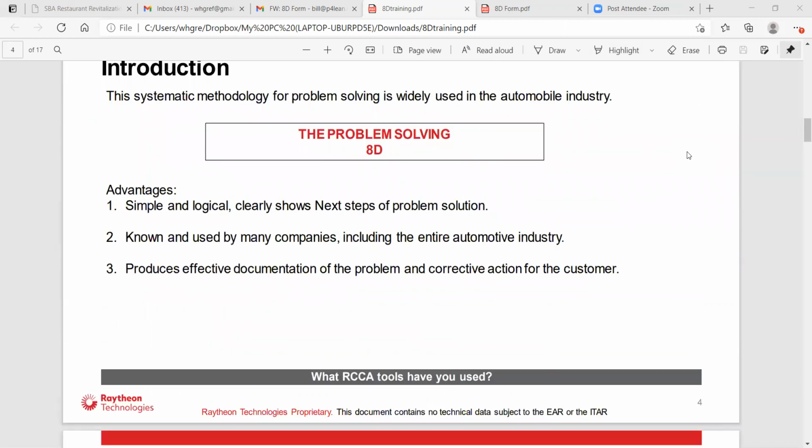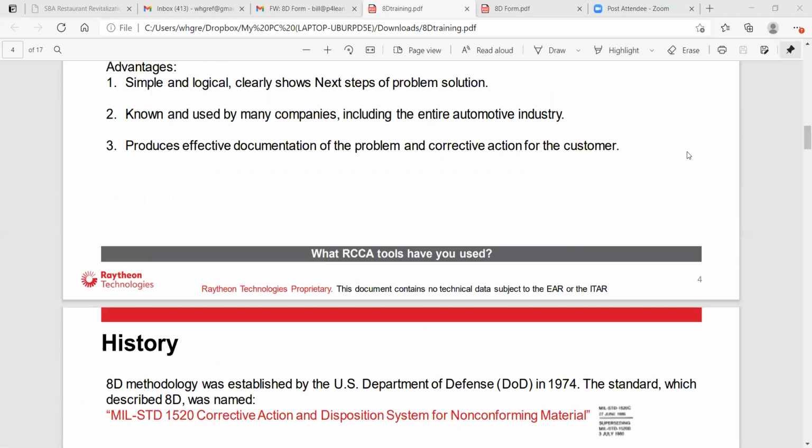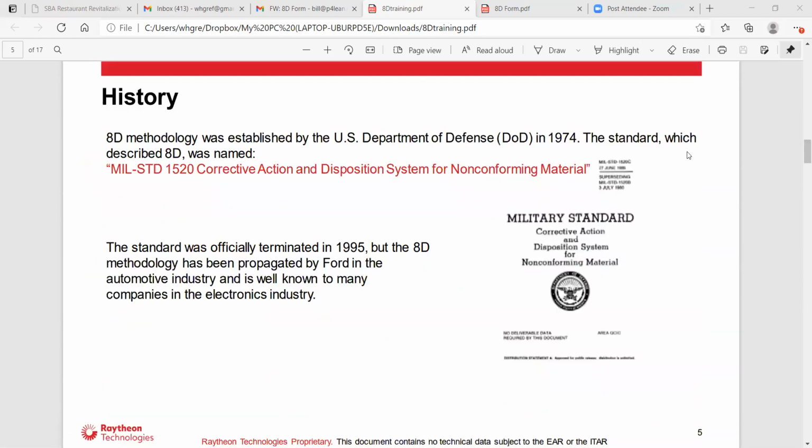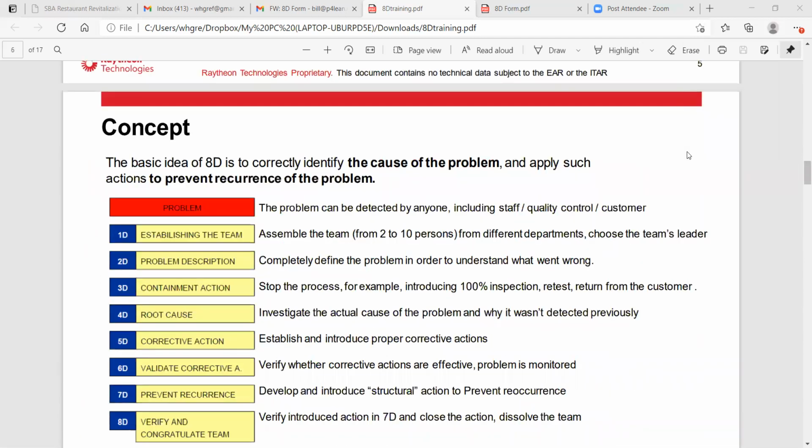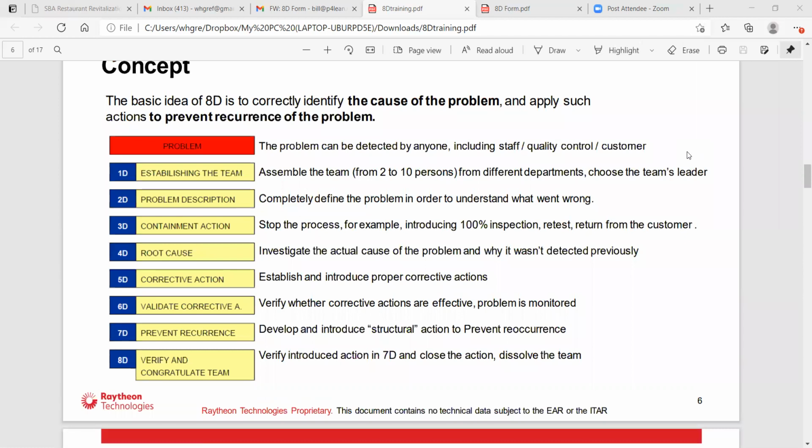The systematic methodology for problem solving is widely used in the automobile industry. It's simple and logical. It's known and used by many companies and produces effective documentation of the problem. The history: U.S. Department of Defense in 1974. That's been discontinued later on, but that's when it started. And the concept is to correctly identify the cause and apply actions to prevent recurrence. And there they are again, laid out 1 through 8.